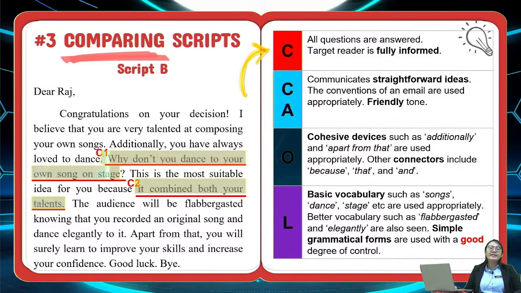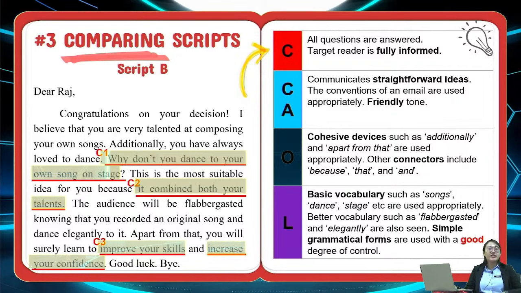Okay, why is it that he suggested him to do so? Because by doing this kind of performance, he's able to combine both of his talent in dancing and also in song composing. Right, that's his reason. And the last one, what is Raj able to learn if he did this performance? Is that he's able to improve his skills and also increase his confidence. So that is C3. So C1, C2, C3, all three is present. So we can say that all the questions are answered. So the target reader is fully informed. Okay.